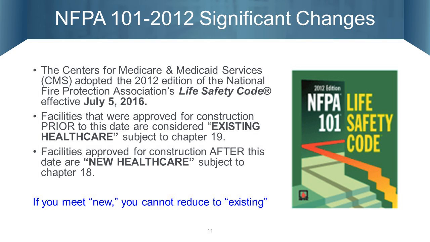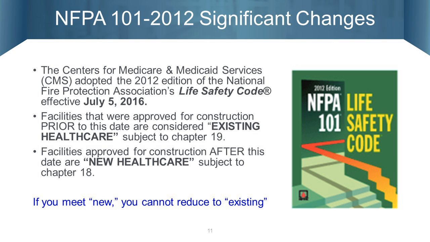First of all, I want to make sure we're on the same page. You're all aware that CMS adopted the 2012 edition of the Life Safety Code effective July 5th. What that means is facilities that were approved for construction prior to this date are considered existing healthcare. So basically all of us are existing healthcare. You may even have a building that's under construction at this point in time that would be considered existing healthcare when it's completed because it was approved for construction by your local state organizations or AHJ prior to that July 5th date. So anything that gets approved by your state AHJ after that July 5th date becomes new health care subject to Chapter 18, and we'll look at some of the differences a little bit later on the slides.